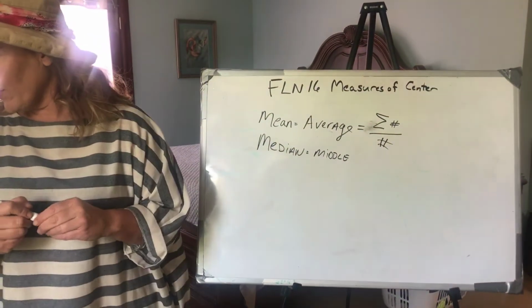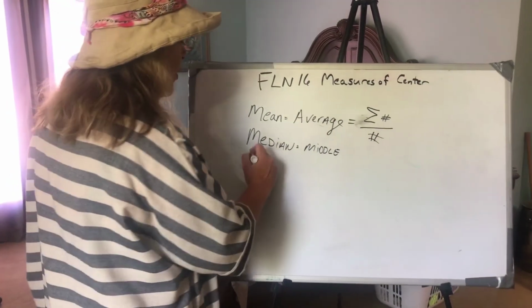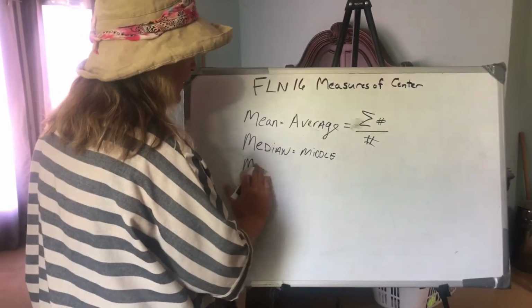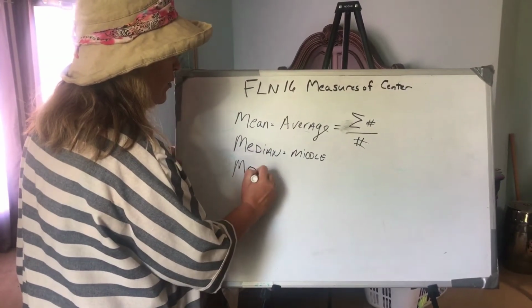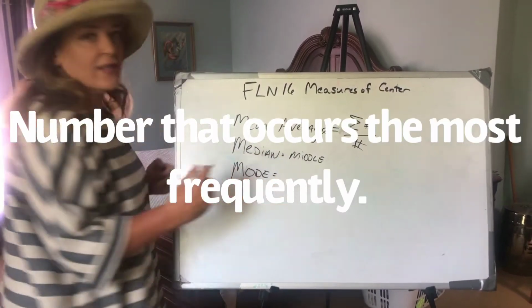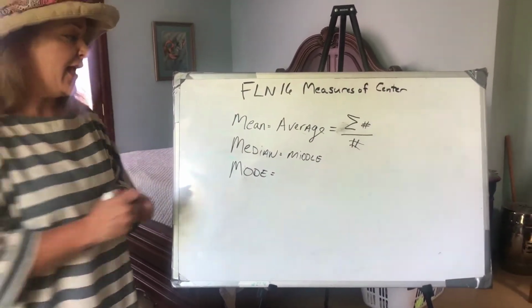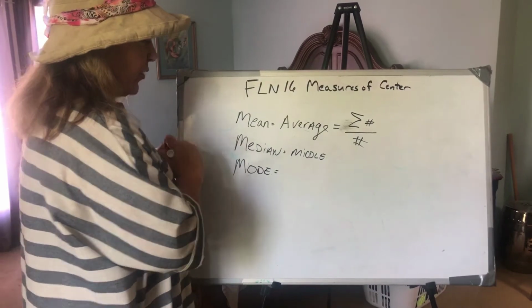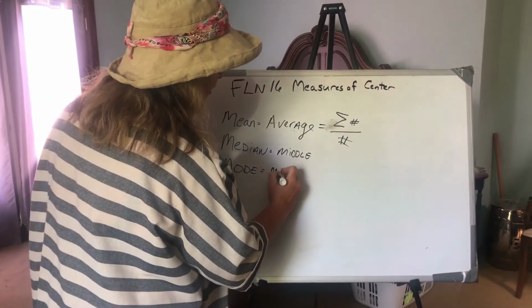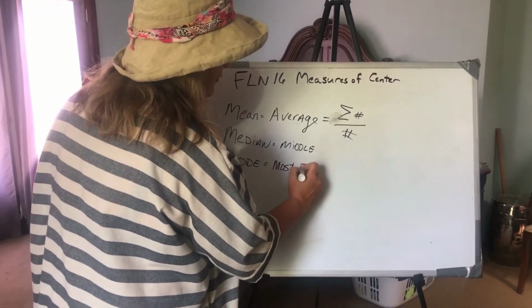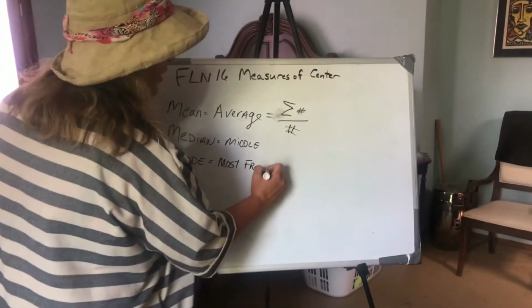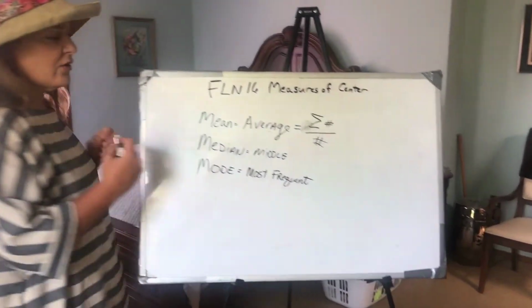And then the last one is mode. And mode, to spell that correctly, mode is the data point that occurs most often. Mode happens the most frequently. So those are the three things we're going to talk about.